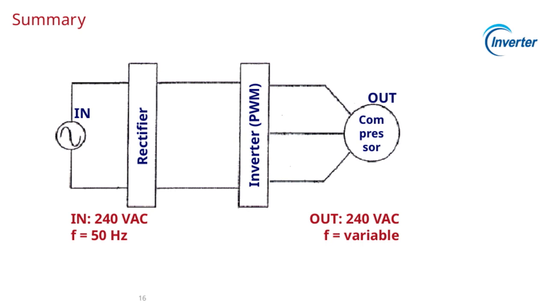So, to recap, the process involves converting AC to DC via the rectifier, then using the inverter to generate the desired AC output, with adjustable frequency and voltage. This setup is fundamental for controlling equipment like compressors in various applications, providing flexibility and efficiency in power management.